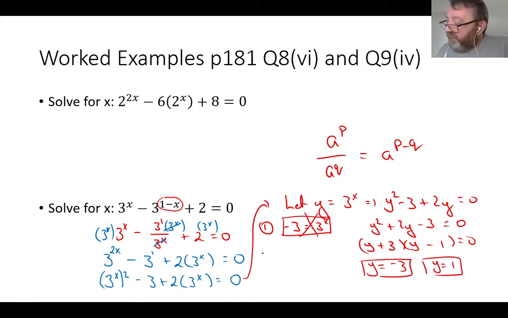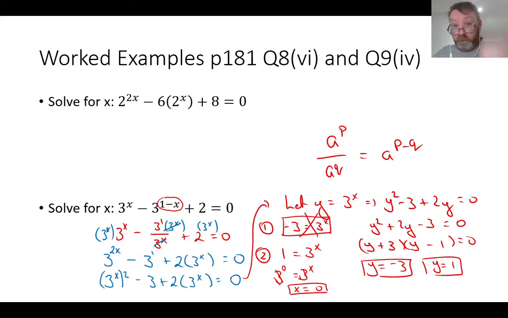Okay. The second case is where 1 is equal to 3 to the x. Now just be very careful. I need to get the base 3 on both sides. So there's a rule in your tables, rule number 4, that says any value to the power of 0 is 1. So I can rewrite 1 as 3 to the 0 equals 3 to the x, and you can see straight away when you cancel the 3's that x is equal to 0. And that's the question.